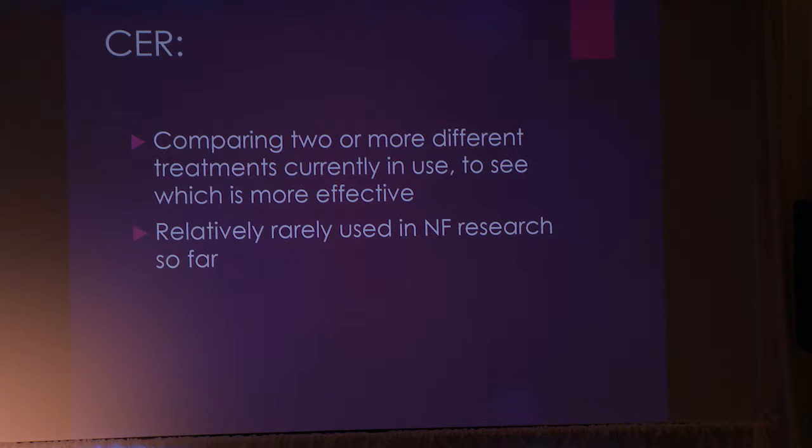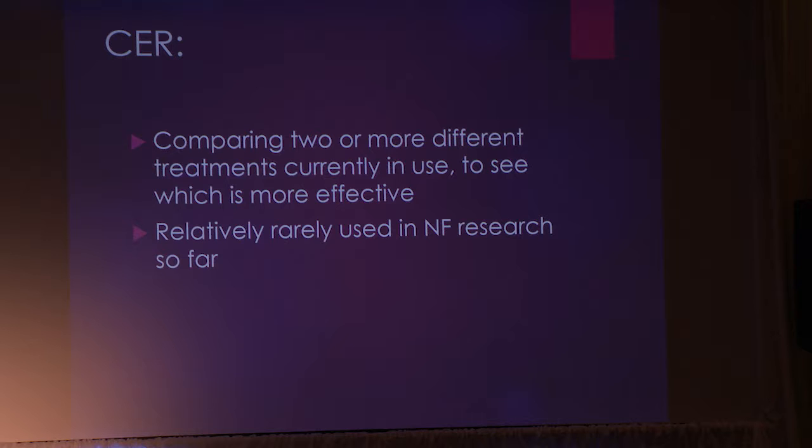All right, so as Pam described, comparative effectiveness research is when we're comparing two or more different treatments that are currently already in use to see which is more effective. And it really has been very rarely used in NF research so far. Most of what we've been doing has been looking at one particular treatment, comparing it to a placebo or control group and seeing whether that's helpful or not.